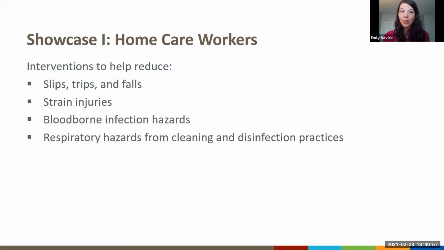Okay. Our first showcase, home care workers. So you are interested in home healthcare workers. You know that they have a lot of potential risks at their job. You're thinking about slips, trips, and falls. You're thinking about strain injuries, like trying to lift a patient and you could hurt yourself if you don't have the appropriate equipment or assistance to do that. You're worried about bloodborne infections. You're worried about respiratory hazards from cleaning and disinfection, those harsh chemicals that you can have allergic sensitization to. So you're like, okay, I know this is a great idea. These workers can really use some help and my research can do it. Great. Okay, strong concept.